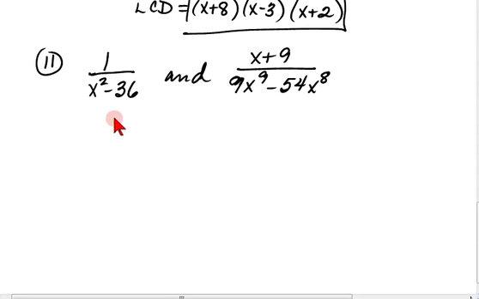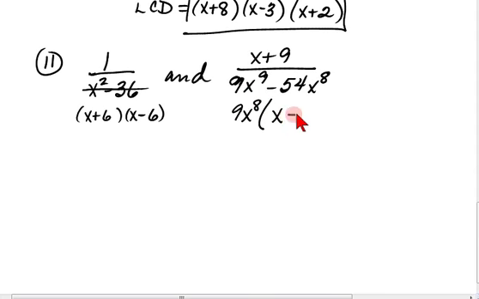What did you notice about the first denominator? What kind of a polynomial is that? It's the difference of squares, and it factors into x plus 6 times x minus 6. The second denominator, I hope you saw a common factor, 9x to the 8th. When you're factoring, it's the low power, but when you're building a common denominator, it's the high power. That leaves us with x minus 6. The least common denominator has to have one of every different kind of factor, highest power.